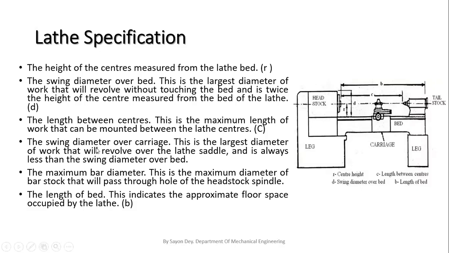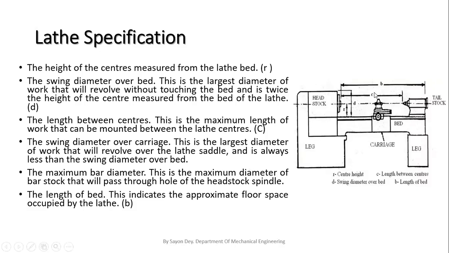Next one is the swing diameter over the carriage. That point I have already discussed. Actually, this is a mistake in this presentation. Anyway, I'm going to the next one, the maximum bar diameter. Bar diameter means the maximum diameter of the bar stock that will pass through the hole of the headstock spindle. That is the actual diameter of the bar. And the last one is the length of the bed, which indicates the floor space occupied by the lathe. That is denoted by b, as written here.